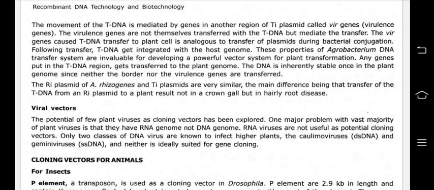Then viral vectors. The potential of plant viruses as cloning vectors has been explored. One major problem with the vast majority of plant viruses is that they have an RNA genome, not a DNA genome. RNA viruses are not useful as potential cloning vectors. Only two classes of DNA viruses are known to infect higher plants: the caulimovirus (dsDNA) and geminivirus (ssDNA), and neither is ideally suited for gene cloning.